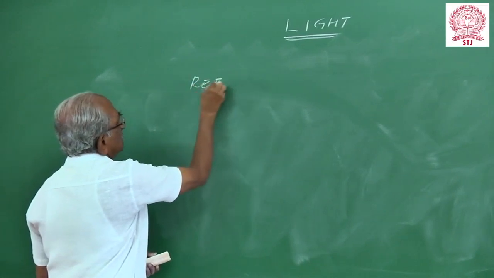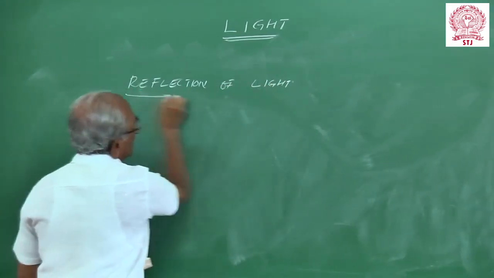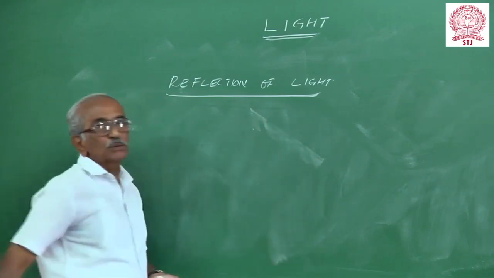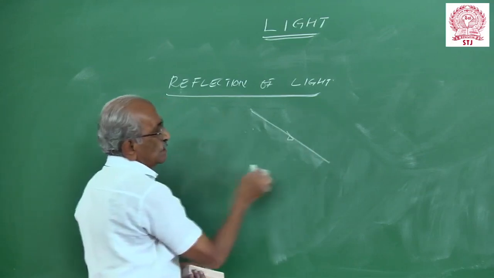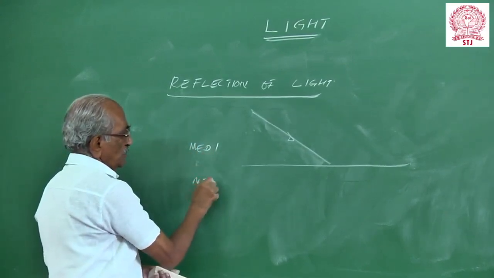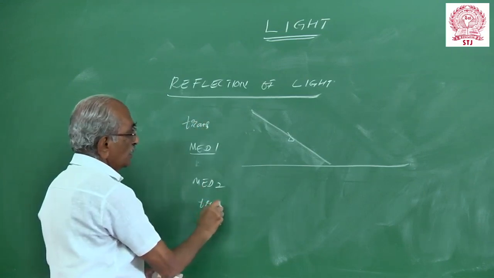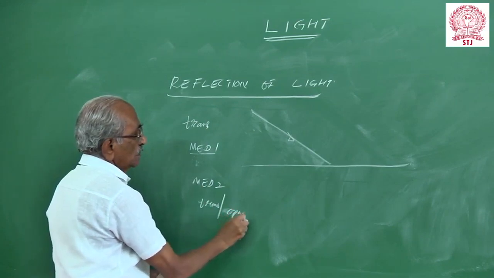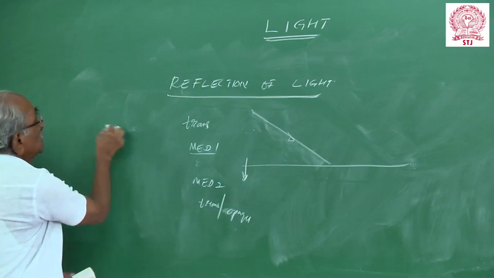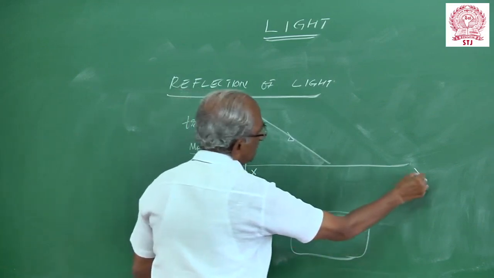See, reflection of light. Reflection. Now light, you know, comes from a source, but we represent it graphically, let's suppose, like this, falling on a surface. Now this is medium 1, this is medium 2. Now medium 1 is transparent. Now this may be transparent or opaque. We have noticed that light goes from one medium to another. Now at the surface, see, actually you have to imagine, let us suppose like this. This is the surface that I have bent here. This whole thing is the surface.